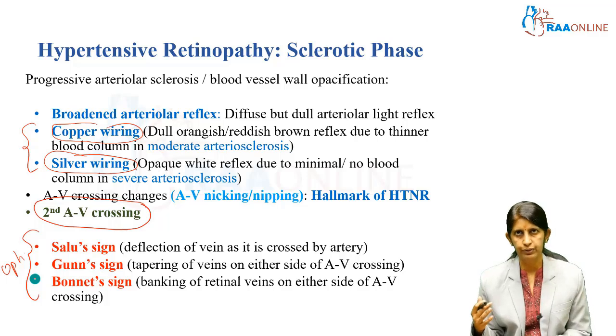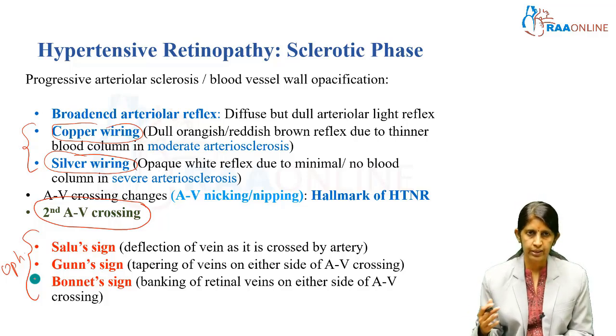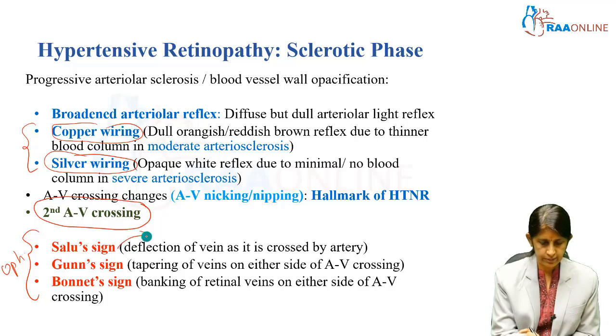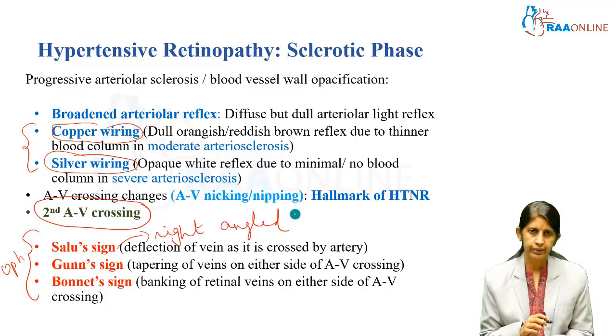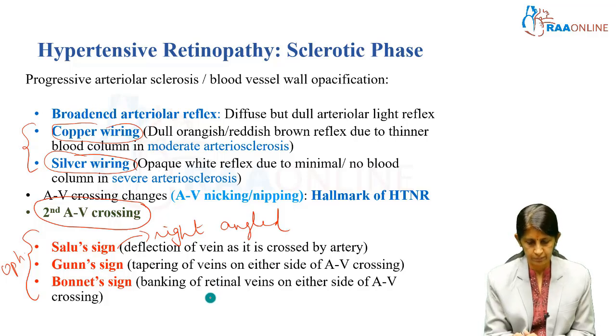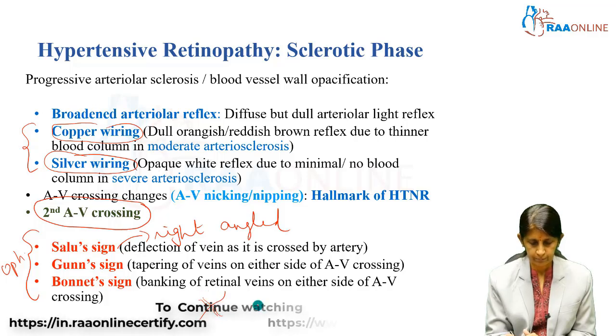In my class on direct ophthalmoscopy, where I have demonstrated how to do this, it will help you identify each of these signs. The Salus sign is a right angle deflection of the vein. The important word is right angled deflection of the vein. Gunn sign is tapering of the veins on either side of the AV crossing change, and Bonnet sign is banking of the retinal veins. When I say tapering, it will become like this. There is a tapering, whereas if it's banking, there will be a slight increase. That will be the configuration of the vessel.